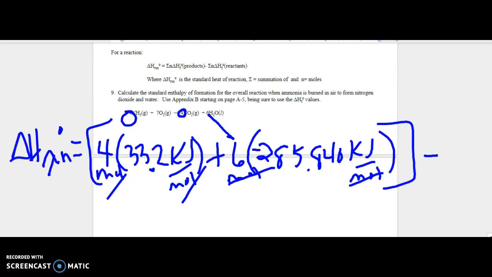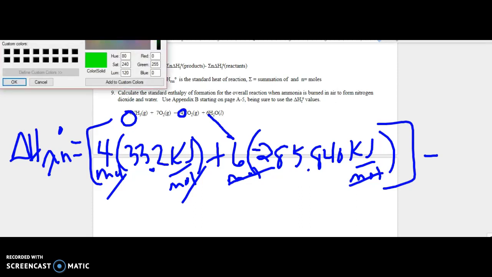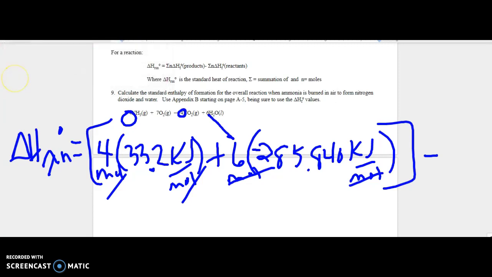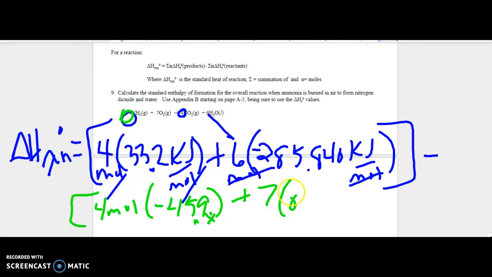Minus, and we're going to need to do the reactant part. So this time the 4 is actually from the NH3. So minus the quantity 4 moles times the negative 45.9. Again, this value is coming from the chart in your textbook. Plus 7 times 0. Okay, and you are going to have to show that times 0. So again, oxygen's an element in its normal state, so that's why that value is 0.